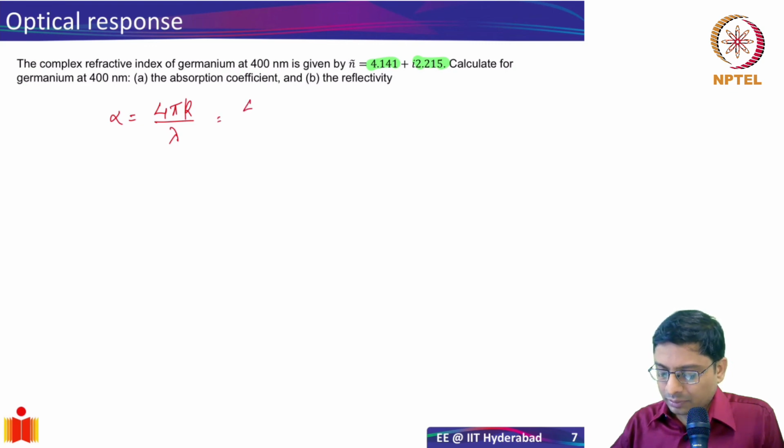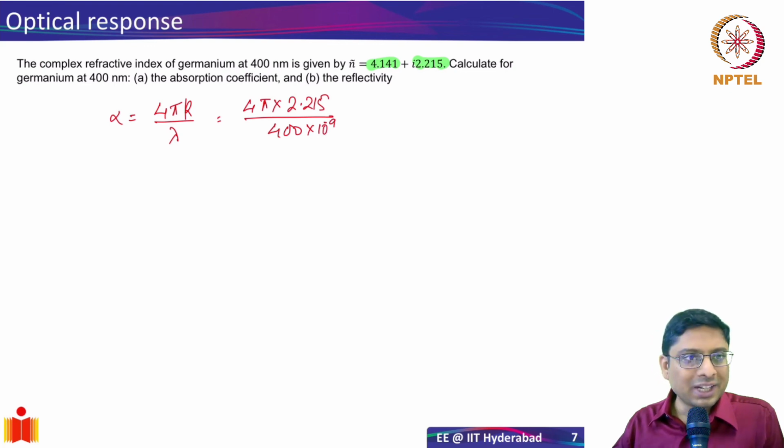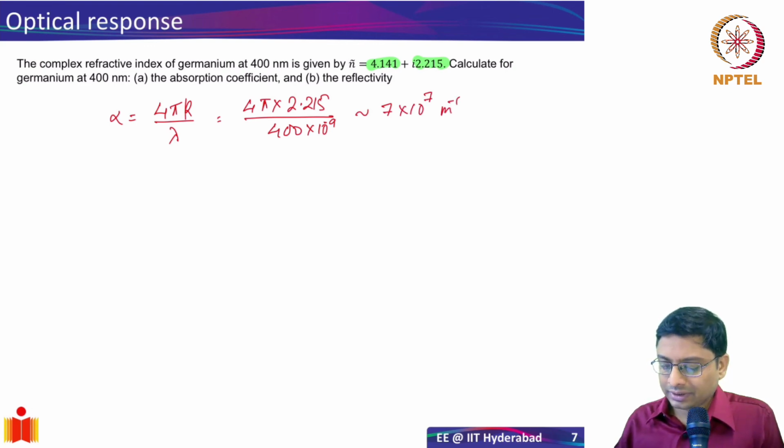So let me see, 4 pi into this is 2.215 divided by 400 nanometers, 10 power minus 9. Okay, and if you compute that, I just did that, so 7 into 10 power 7 meter per meter. Okay, per meter is the unit.